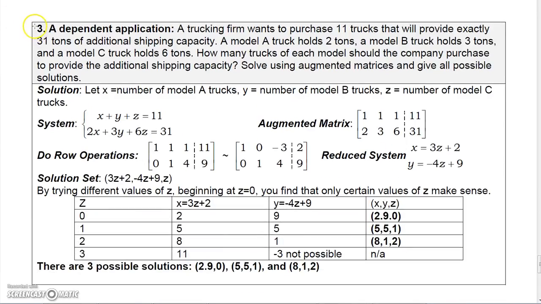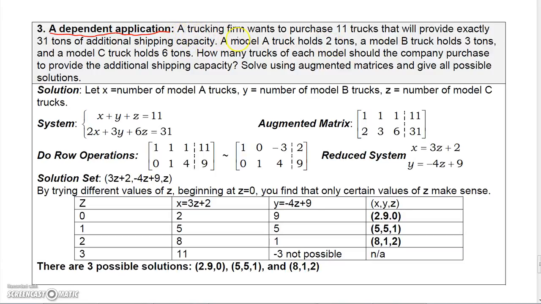product. Okay, let's go ahead and look at this one. I like this one because it's actually going to be a dependent system, but instead of having infinitely many solutions, you'll see that we can narrow the solutions down just using some common sense.